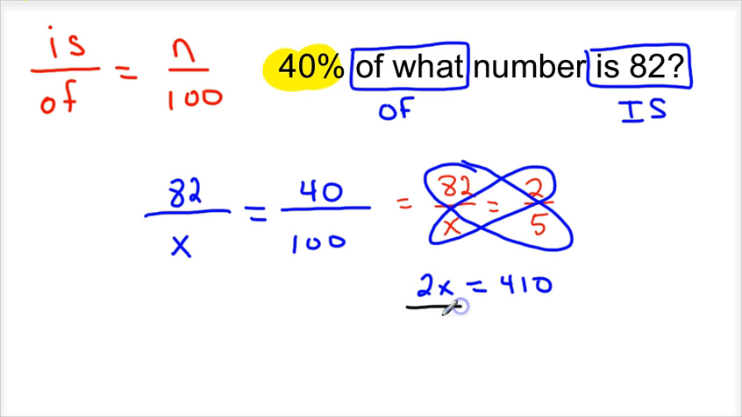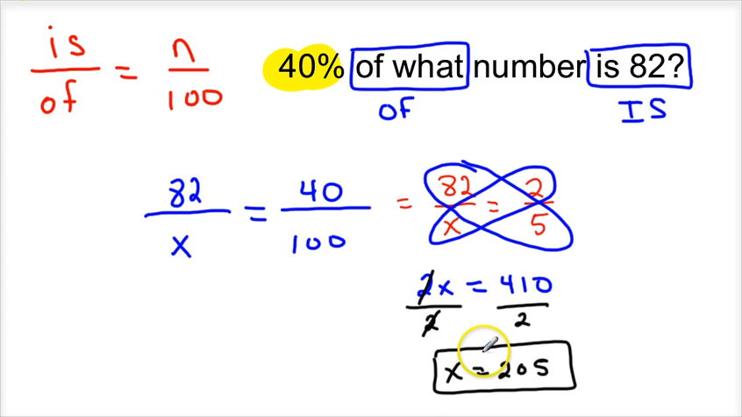Solving for x, I want to divide by 2 to clear the coefficient. x equals, 2 goes into 410, or half of 410 is 205. And again, make sure you're not solving for the percent. In this case, I'm not, so I do not need a percent sign. So 40% of 205 is 82.